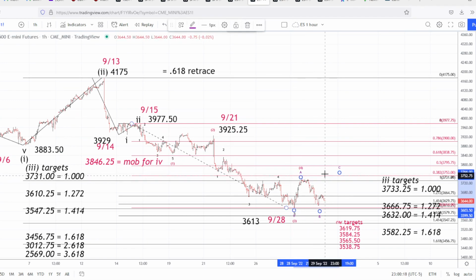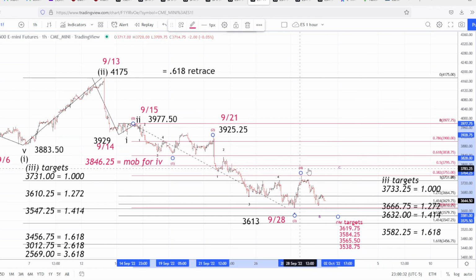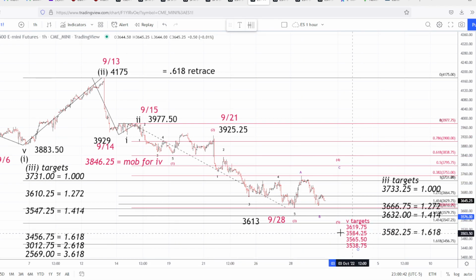There. Okay, so from that 36.13 low on the 28th, this could be an A up, a B down, and a C up and form a double top here, or even reach one of these higher Fibonacci retracement targets for wave 4, which would put 4 over here. Okay, but we need to break below that 36.13. Then wave 5 comes in, and there are the targets for 5.